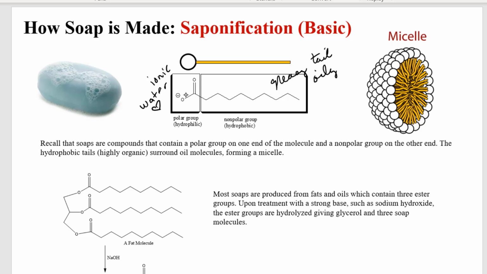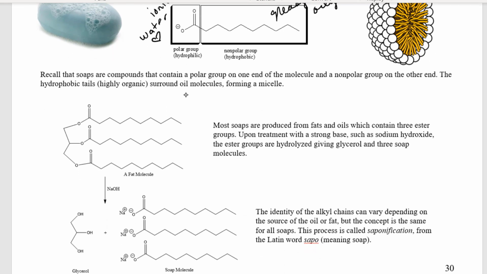Micelles we can actually see as bubbles. These are the formation of micelles, these round things that are basically carrying away oily dirt. So recall that soaps are compounds containing a polar group at one end and a nonpolar group on the other end. And the hydrophobic tails are highly organic, and these surround our oil molecules.